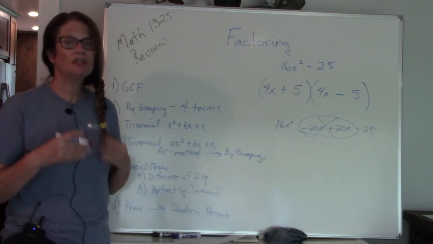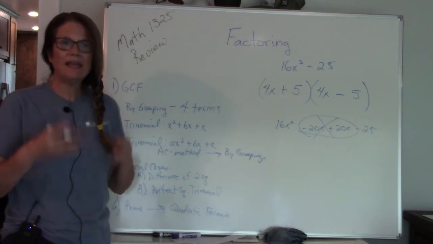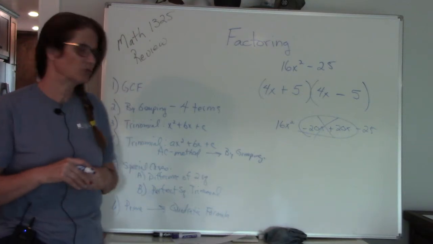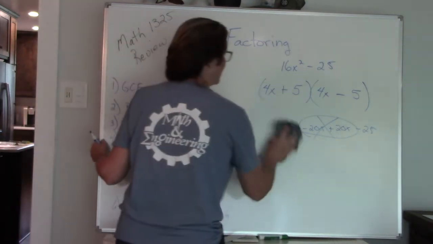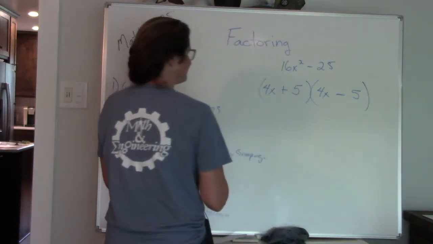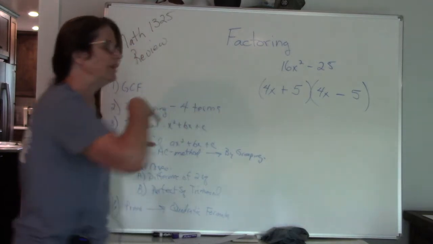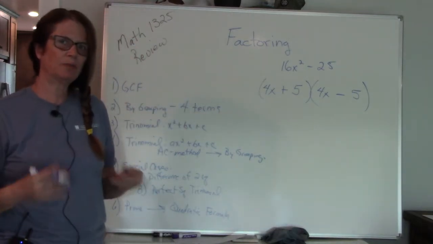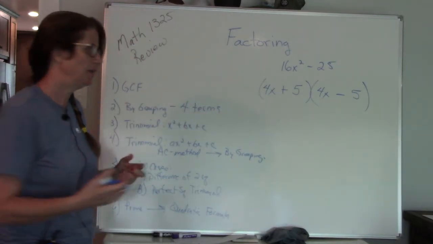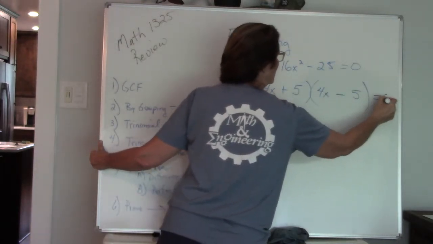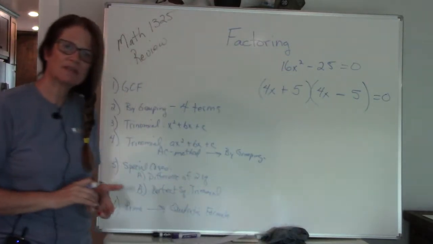So these you should never get wrong. Just take 30 seconds and go back through and do the distributive property and make sure that you factored it correctly. Okay? So this is when you have an expression, right? An expression means there's no equal sign. If I had this equals 0, I'm still going to factor it the same way.